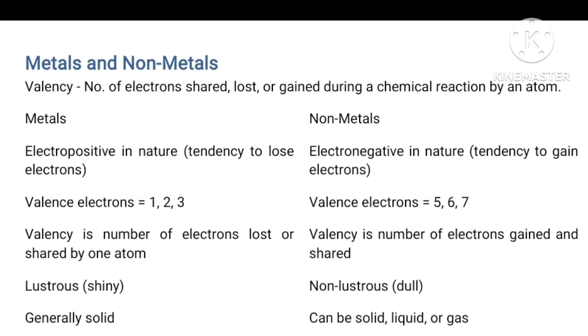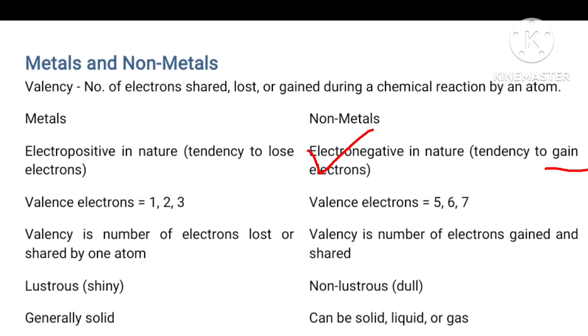Now let us ponder on the first difference. First is that metals, they are electropositive in nature, that is they have got a positive charge, and the one which has got positive charge are called as cations. We already know. Why do they have a positive charge? Because these have the tendency to lose electron, whereas non-metals, they have the tendency to gain electron. So they are electronegative in nature.